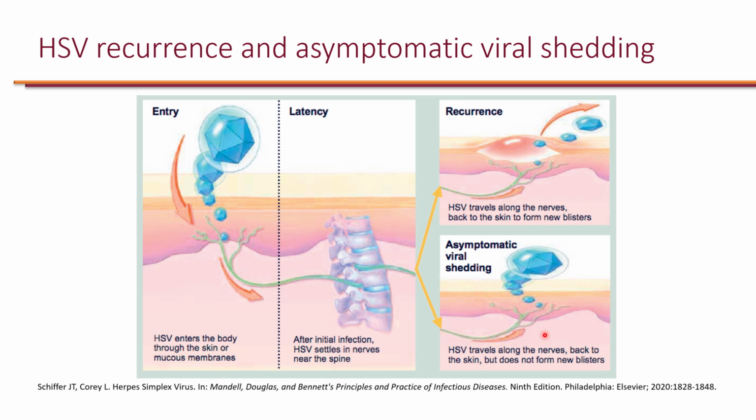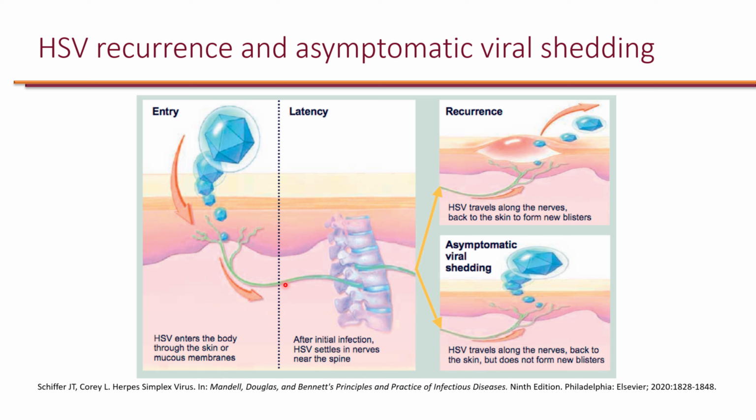Now, when the virus enters the body through the skin or mucous membrane, and that could be the genital area, or essentially anywhere where you have a mucous membrane, so you can think of the oral cavity. Once the virus enters, it will essentially go into the nervous system, and initially there will be symptoms on the skin. But once it goes to the nerve, it will have a period of latency.